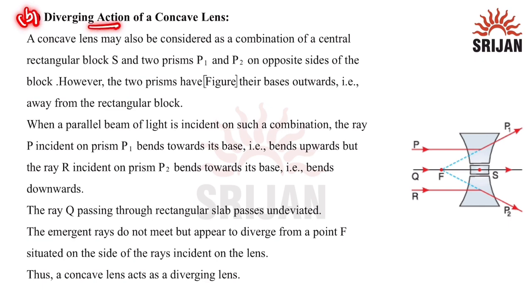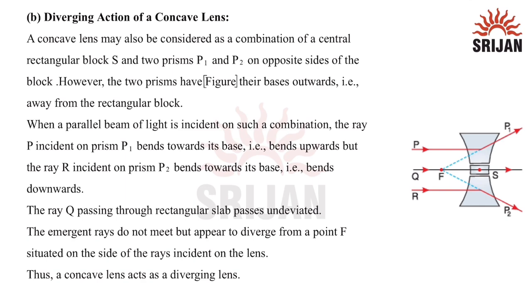Second one is the diverging action of a concave lens. A concave lens may also be considered as a combination of a central rectangular block S and two prisms P1 and P2 on the opposite sides of the block. However, the two prisms have their bases outwards, away from the rectangular block. So when a parallel beam of light is incident on prism P1, then the ray bends towards its base.